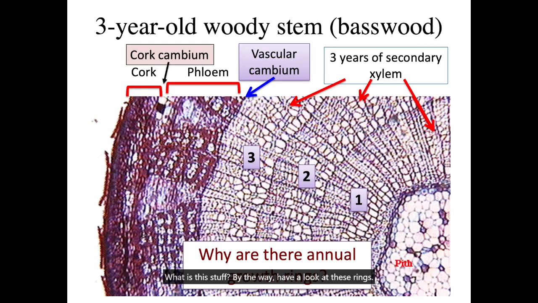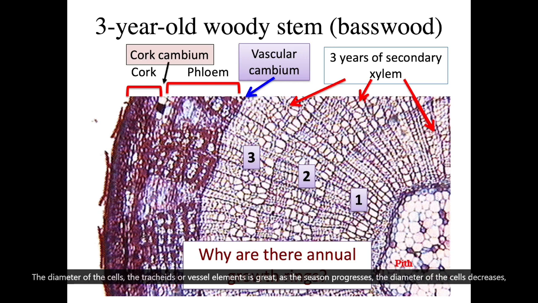What is this stuff? By the way, have a look at these rings. You can also see that when each ring starts growth, that's toward the center, the diameter of the cells, the tracheids or vessel elements, is great. As the season progresses, the diameter of the cells decreases.